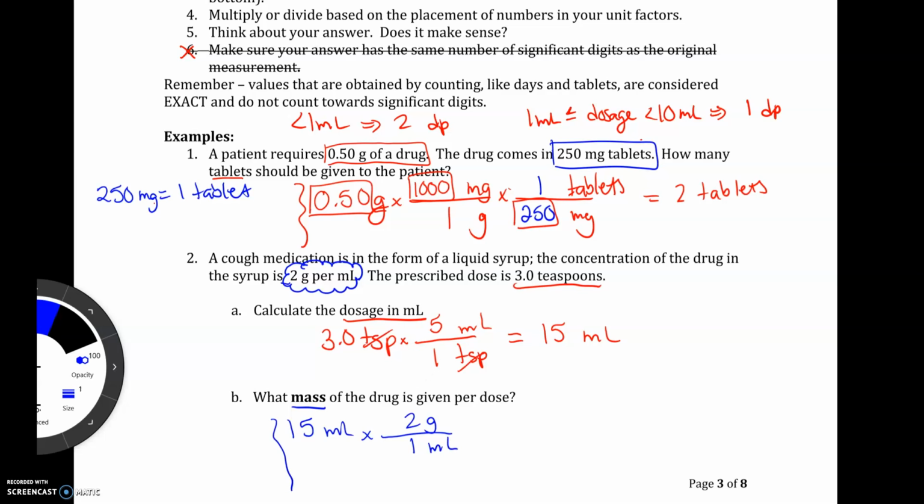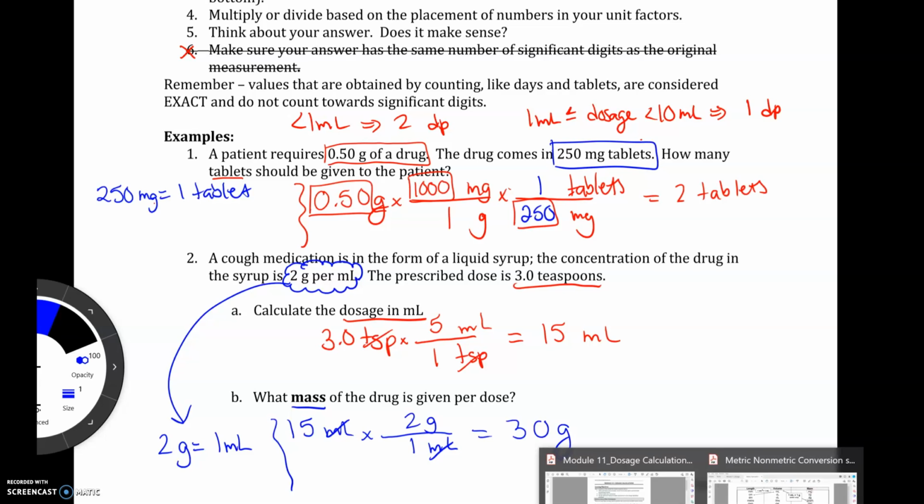Remember that 2 grams per milliliter is telling me that 2 grams of medication has 1 milliliter, or that there's 2 grams of medication for each milliliter prescribed. So we're matching it up. We know we multiply by 2 because we need our units to cancel. 15 times 2 comes out to 30 grams.